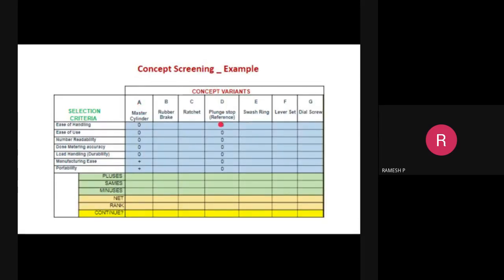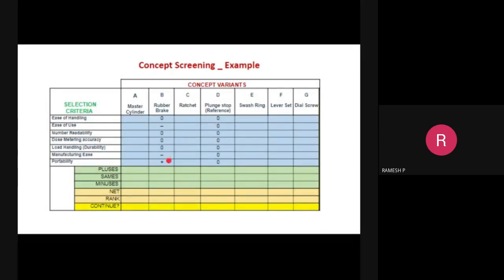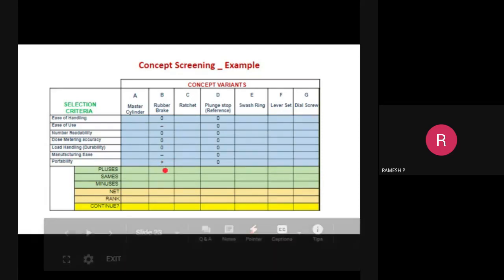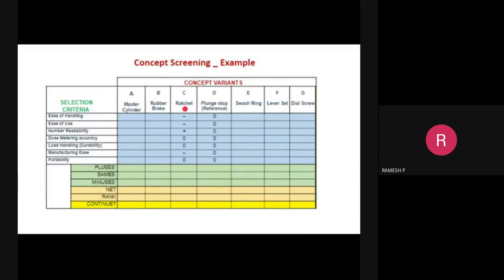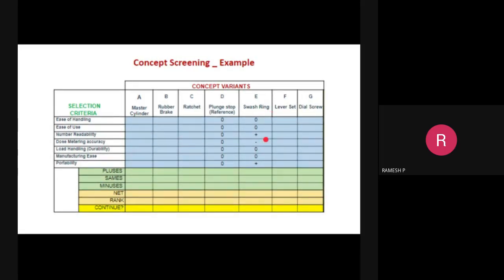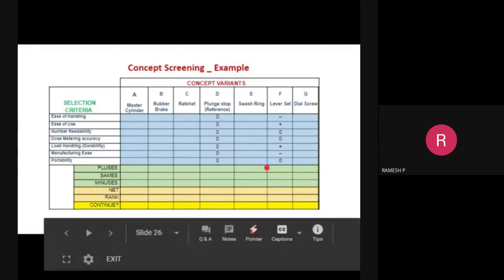Okay, so next one, B. B possesses 1 positive. Portability is found to be good when compared with the reference, and manufacturing ease and ease of use are found to be negative, and the remaining is neutral. While comparing the ratchet mechanism concept C with D, ease of handling and ease of use are what? Negative, which is worse than, and manufacturing ease is worse than. Only one positive, which is number readability. Similarly E, the swash ring, possesses 1 positive, which is number readability. Sorry, 2 positives; another positive is portability, and only 1 negative, dose metering accuracy, the accuracy of metering the dosage, which is a negative, and the remaining everything is neutral. Similarly, considering F, and considering G with respect to D.